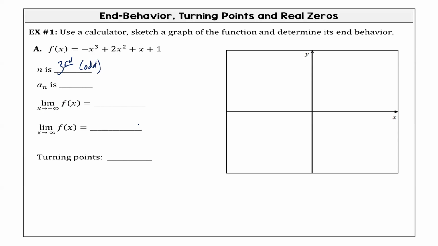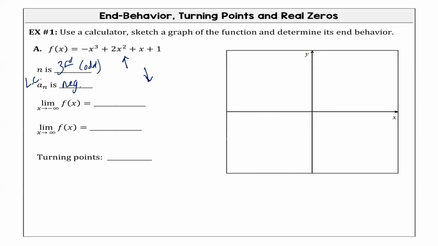Because it's odd, what do I know off the bat should be happening? Opposite behaviors, right? All right. Then our leading coefficient, our A sub N, is our leading coefficient positive or negative? It's negative. Because our leading coefficient is negative, that means our right-hand side is negative. We are going to end negatively, but we're going to start positively. What happens in between is going to happen in between.